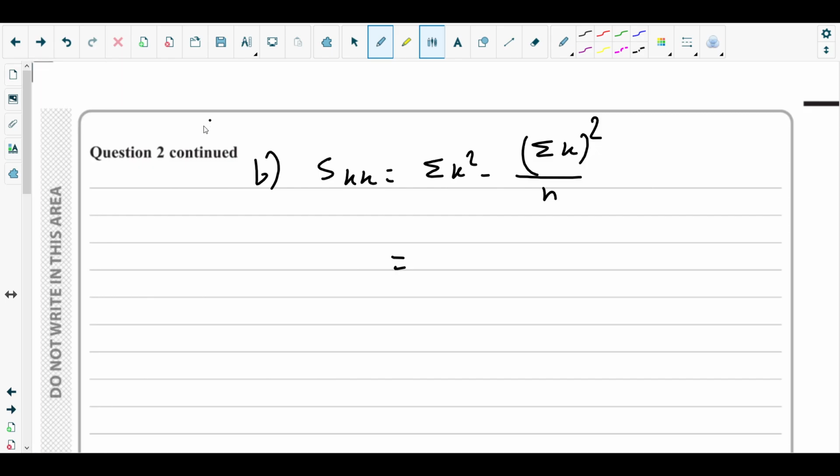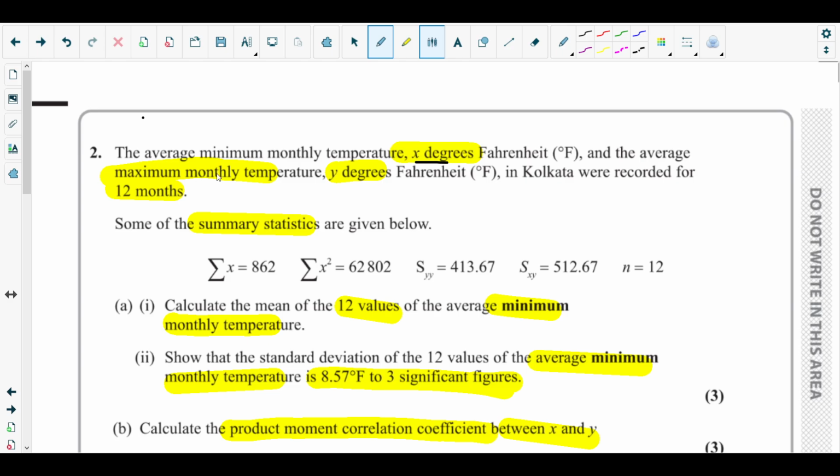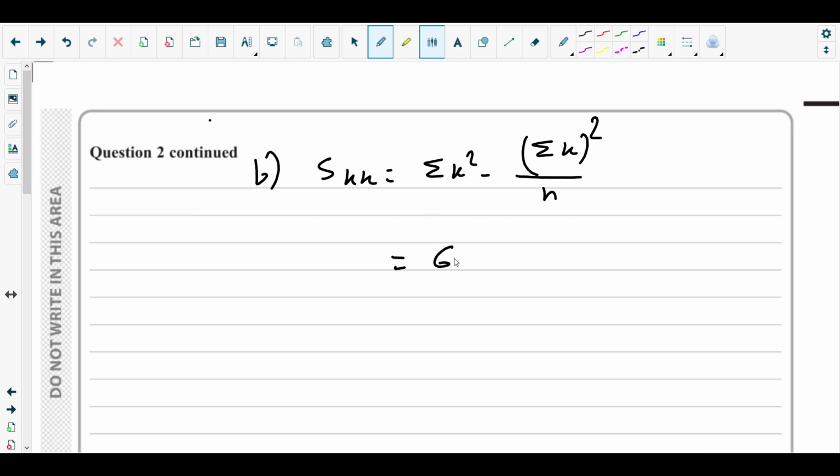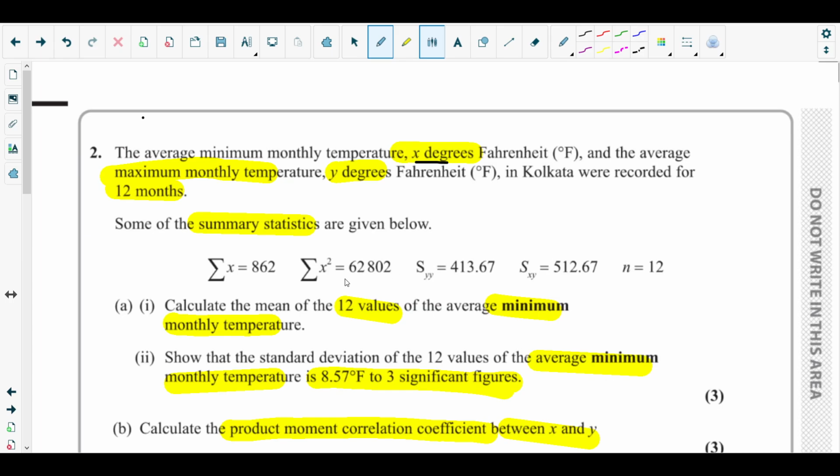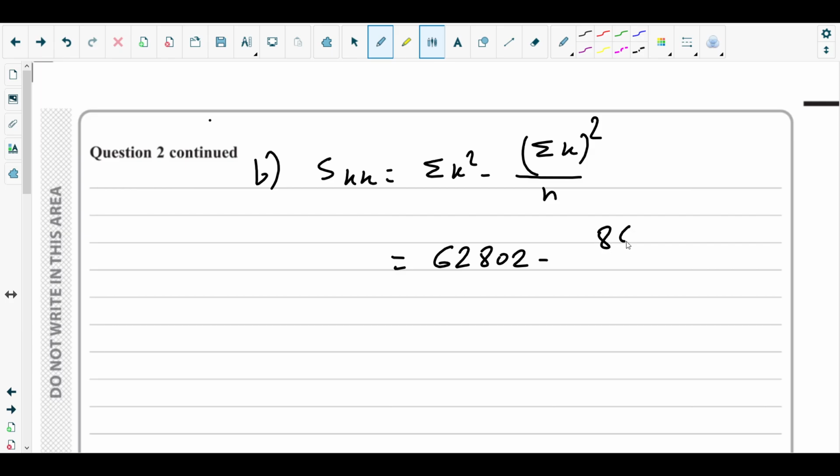So sum of x squared is how much there? It is 62,802 minus sum of x, which is 862 whole squared over n. N is 12. So what would be the value? 62,802 minus 868 squared over 12. So you will get 50 over 3. 50 over 3 is the value for S of xx.